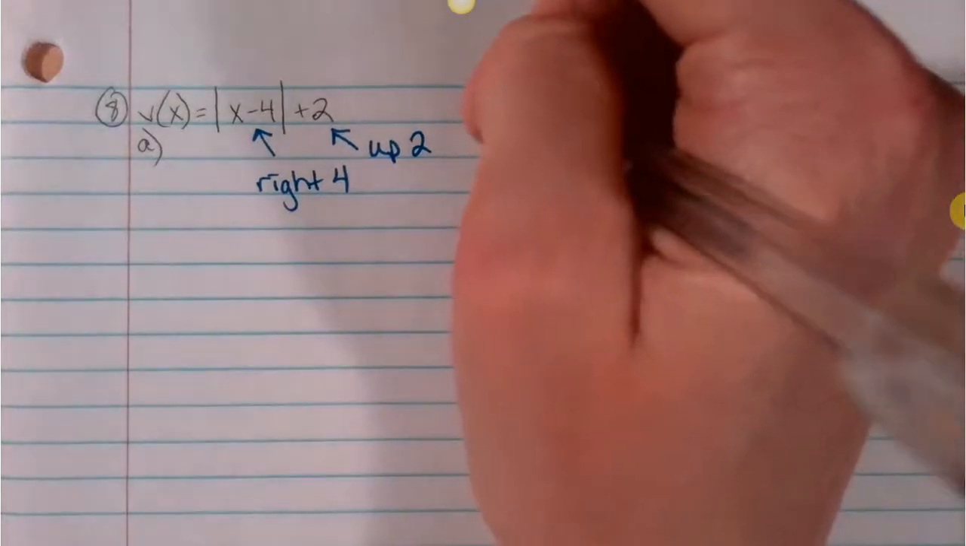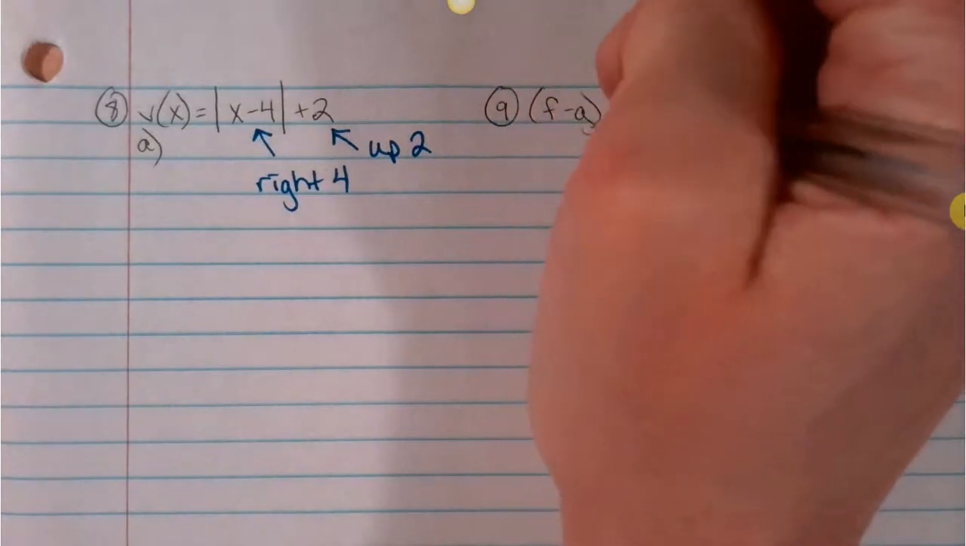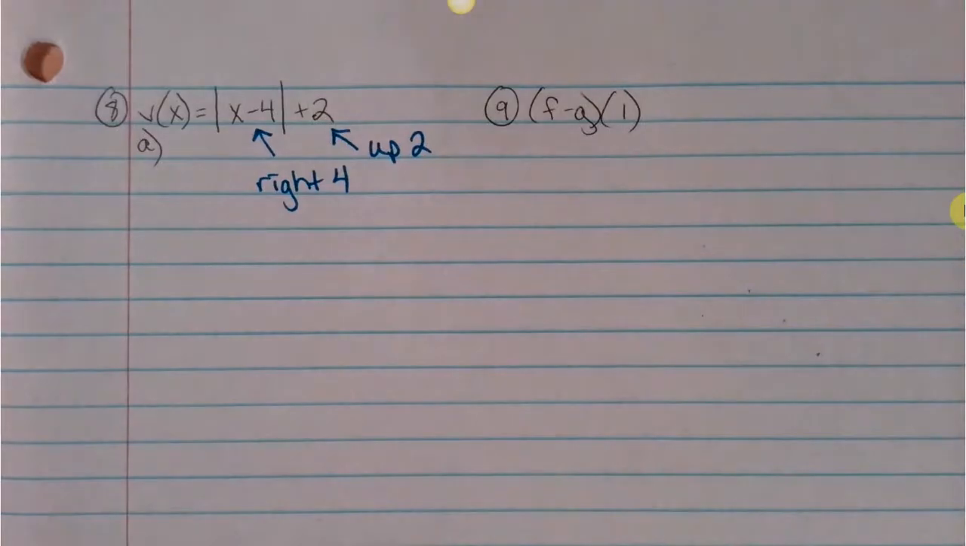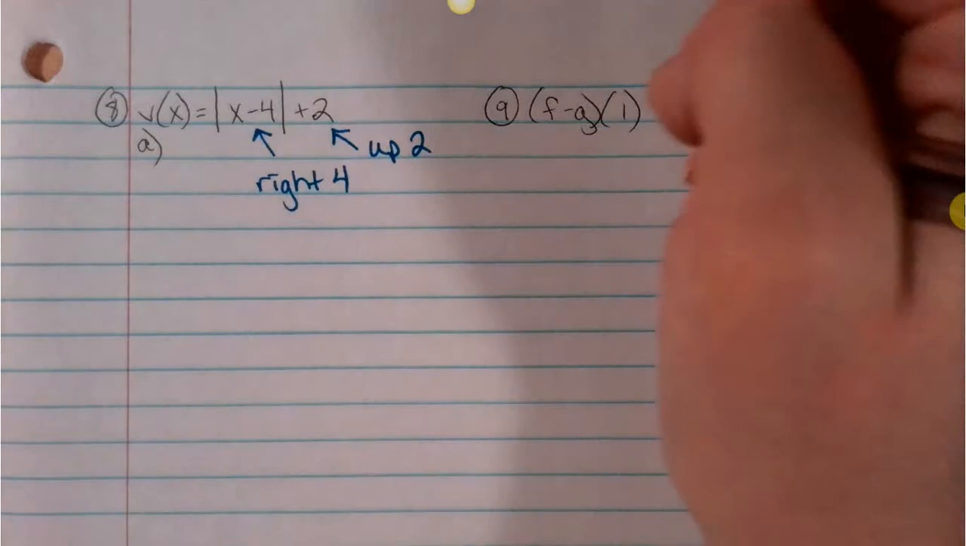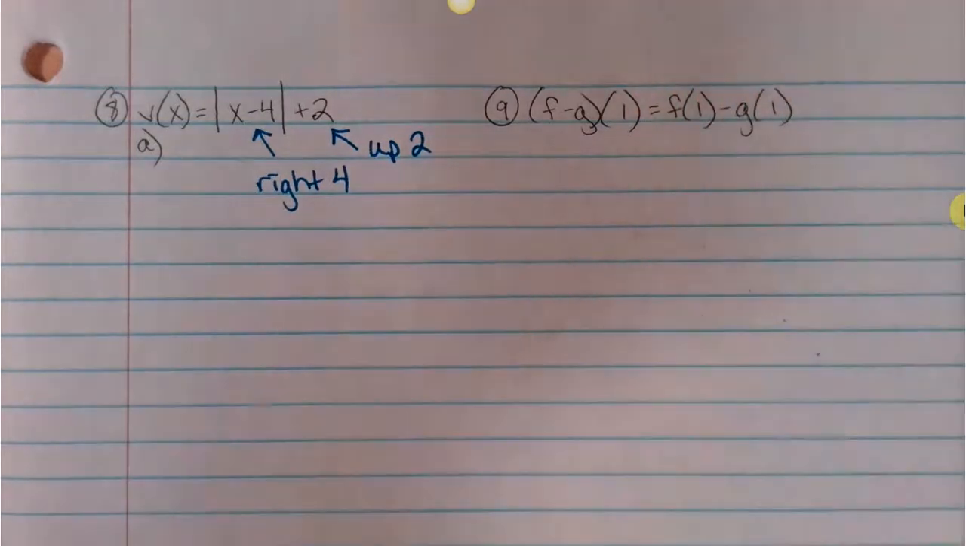Number 9, we are given a graph of f of x and g of x, and we are asked to find f minus g of 1. So remember, by definition, this is just the same as f of 1 minus g of 1. So we just need to use the graph to figure out what those two numbers are and then subtract them.